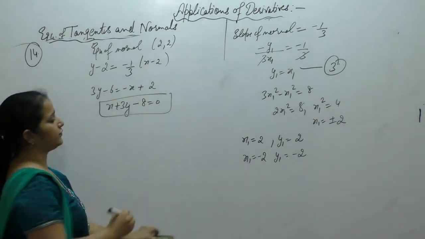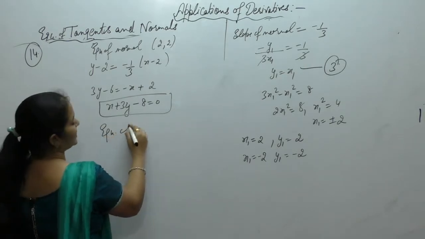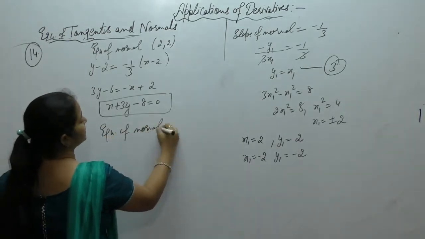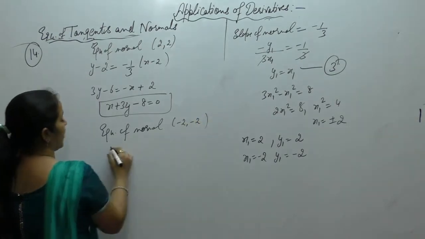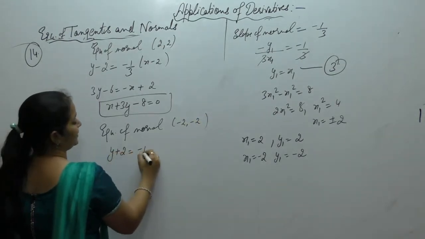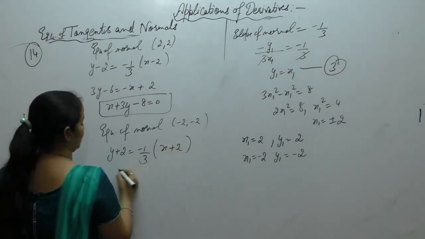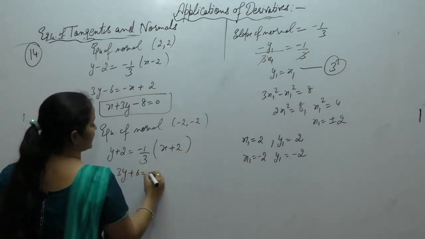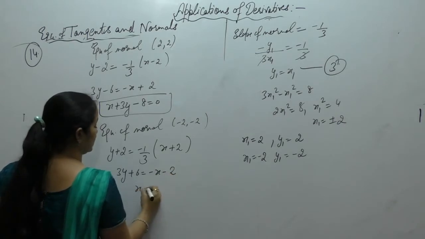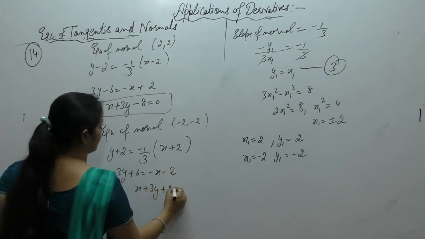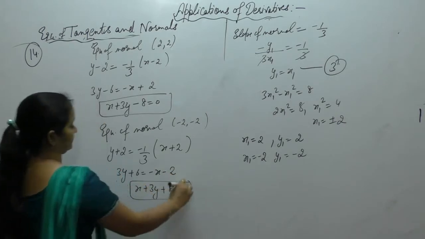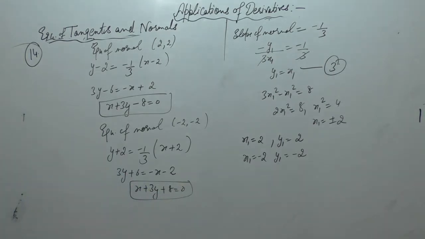Now the equation of normal when it passes through (minus 2, 2): y minus y1 equals slope of normal times x minus x1. 3y minus 6 equals minus x minus 2, so x plus 3y, minus 6 plus 2. Note it down.